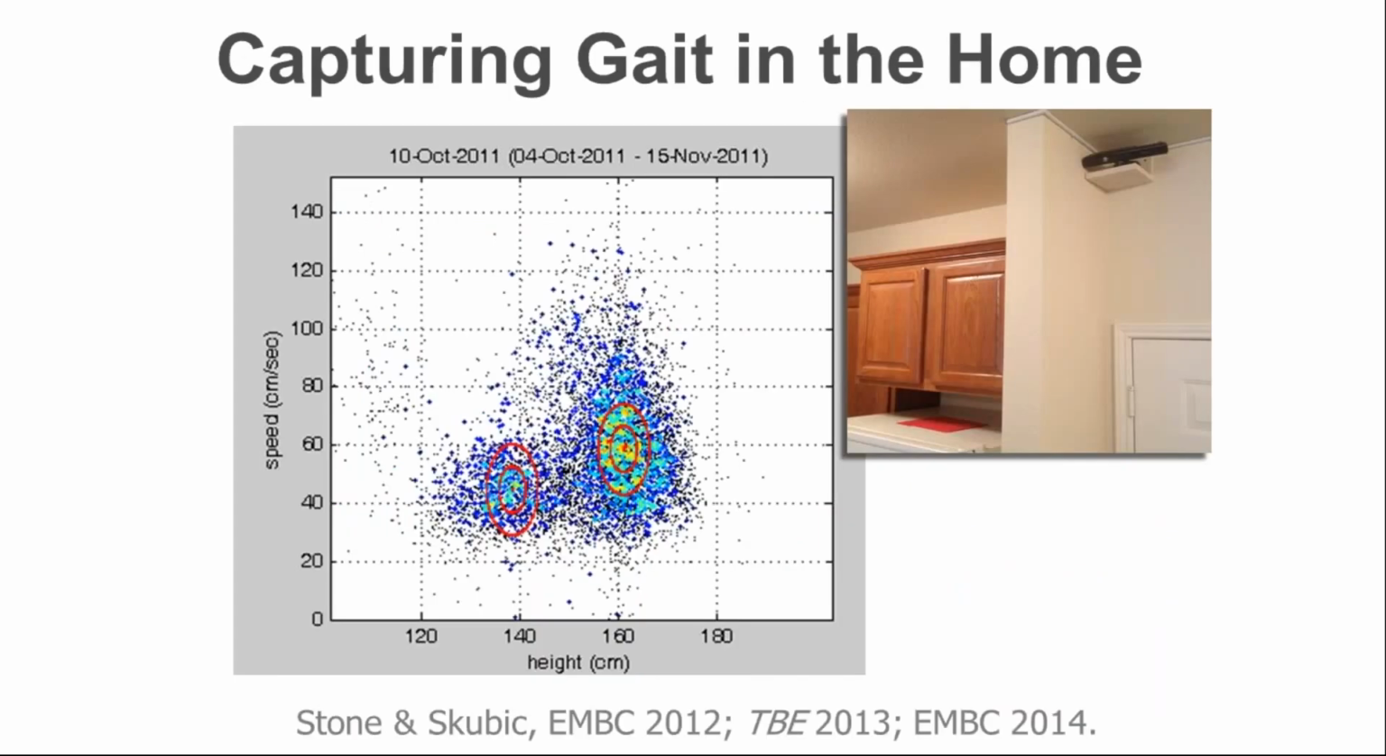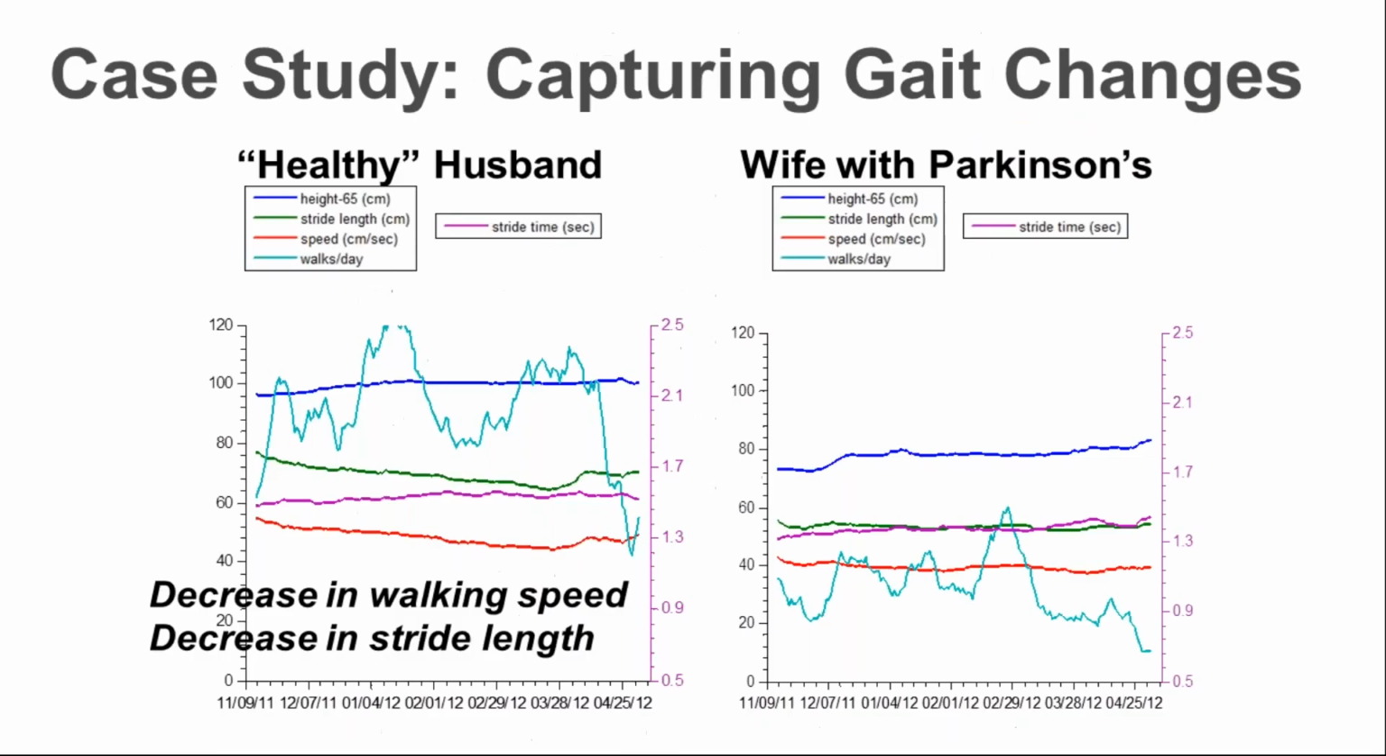Those individuals were a healthy husband and a wife with Parkinson's, and you can't really tell any differences from this diagram, but if you look at these waveforms that we put together where you have the daily walking activity, the daily stride time, the daily stride length, and number of walks per day, you get an idea over a longitudinal period of time how much they're walking and active in their apartment, besides just the activity data.